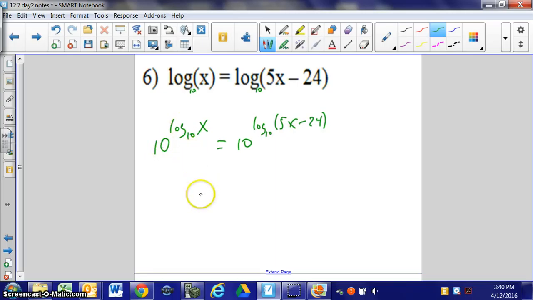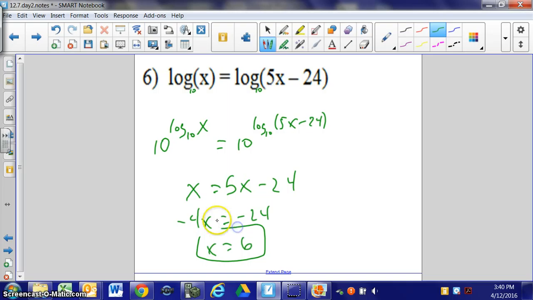10 to the log base 10 cancels out. 10 to the log base 10 cancels out. x equals 5x minus 24. Solve for x. So you're going to subtract 5x, negative 24, divided by negative 4, x equals 6. Check: 5 times 6 is 30, minus 24 is 6, check. All right, x equals 6. Good. Let's keep working.